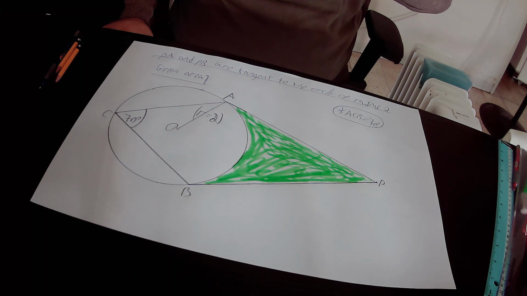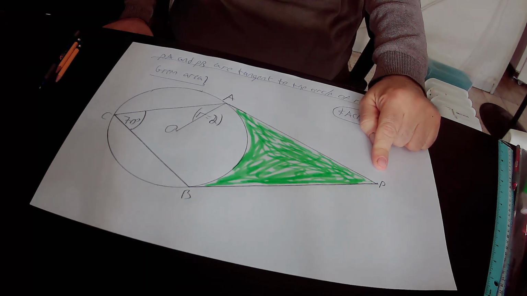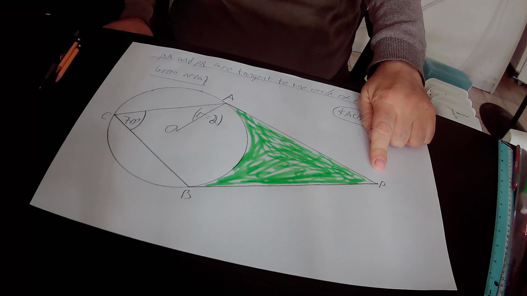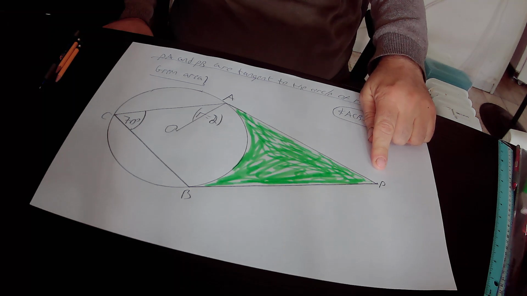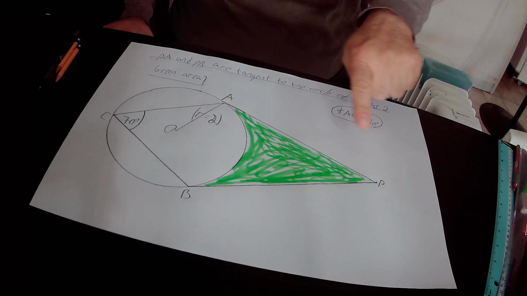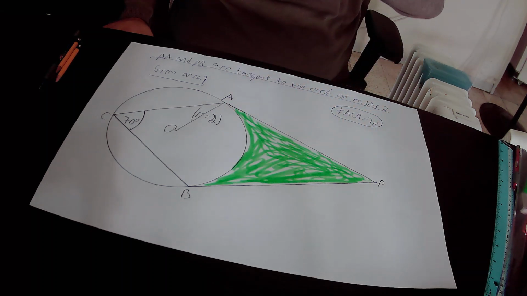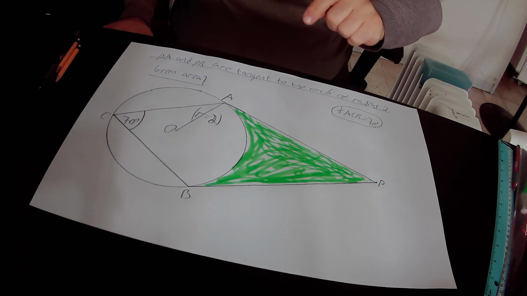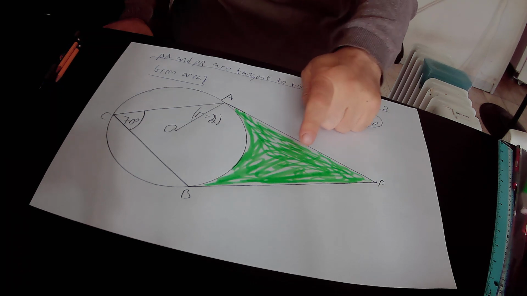And we also have the common external point P. From this common external point P, we have two tangents to this circle, tangent PA and tangent PB. And our mission is to find out the area of this green shape.